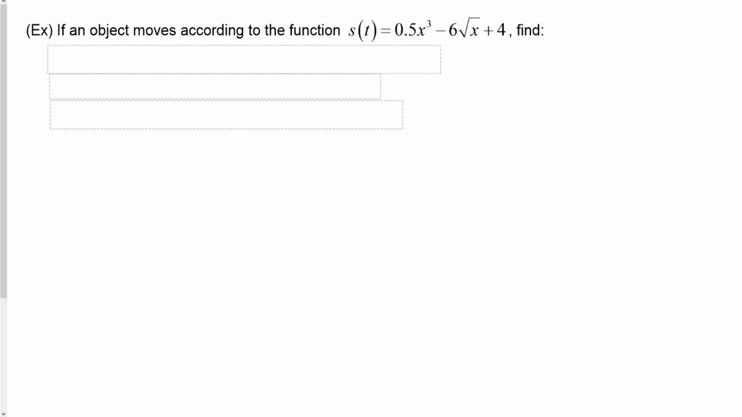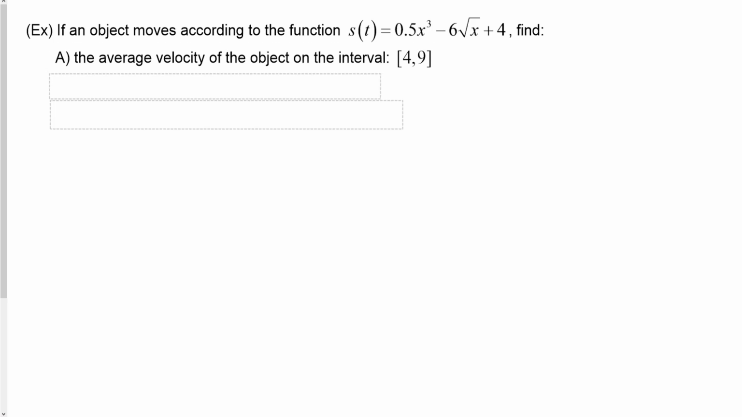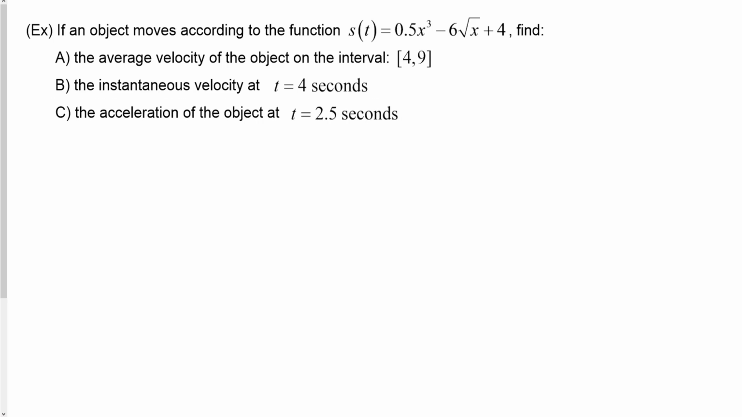Let's do an example. If an object moves according to the function s of t equals 0.5 x cubed minus 6 square root of x plus 4, find a, the average velocity of the object on the interval from 4 to 9, b, the instantaneous velocity at t equals 4 seconds, and c, the acceleration of the object at t equals 2.5 seconds.